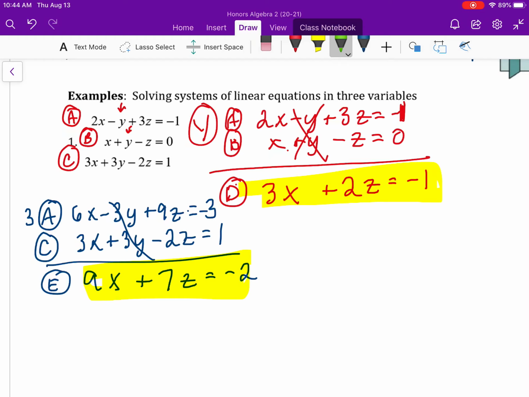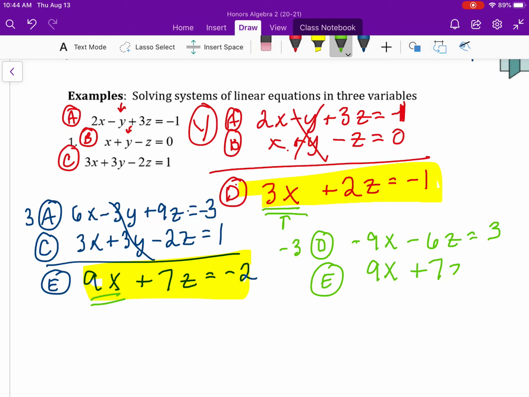So now we're going to use equation D and equation E, and what I notice is that if I have a 3 here and a 9 here, if I force this to be -9, it'll cancel it out. So let's take -3 times my D equation. It'll be -9x, -6z, and 3. And let's add it to my E equation. I'm going to get 9x plus 7z equals -2.